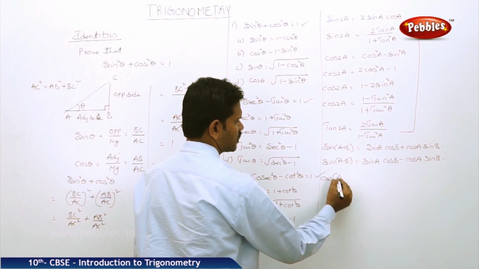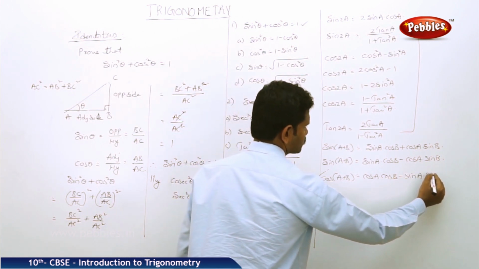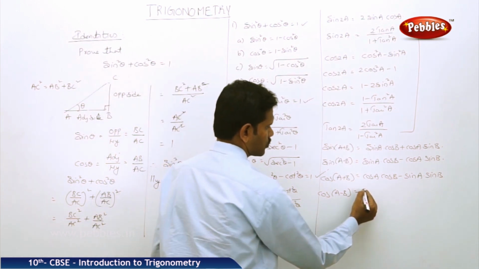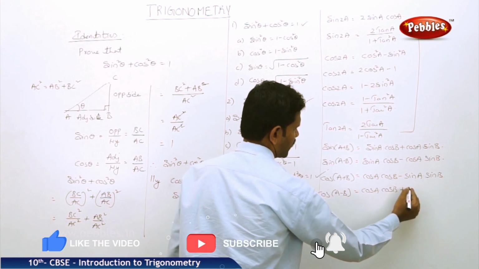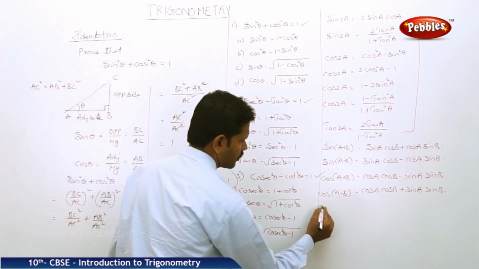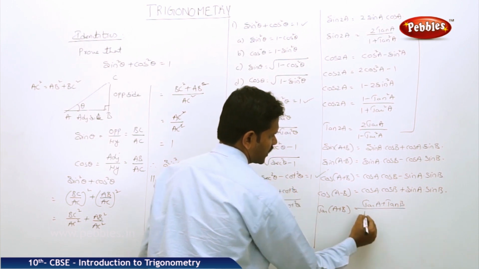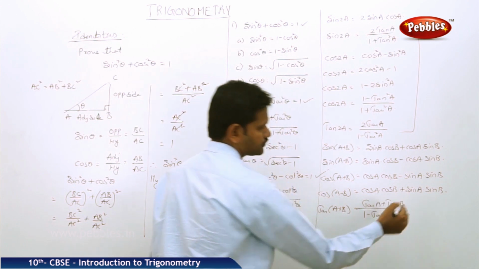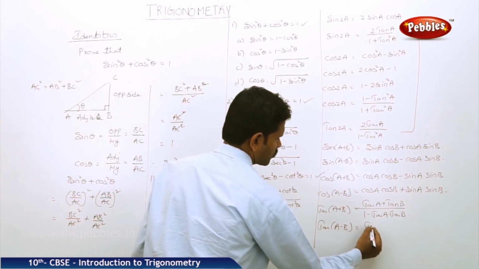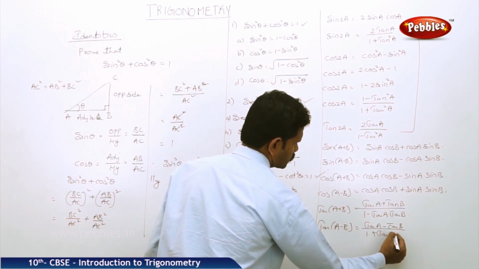Next, cos of A plus B is equal to cos A into cos B minus sin A into sin B. Now, cos of A minus B is equal to cos A into cos B plus sin A into sin B. Next, tan of A plus B is equal to tan A plus tan B by 1 minus tan A into tan B. Now, tan of A minus B is equal to tan A minus tan B by 1 plus tan A into tan B.